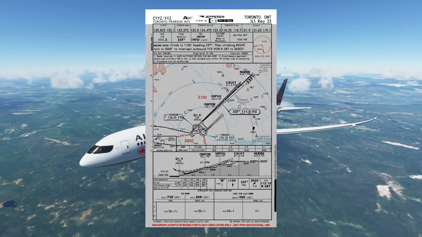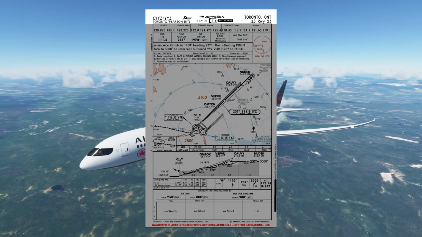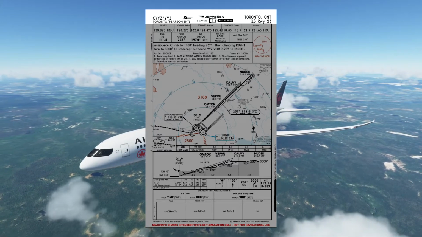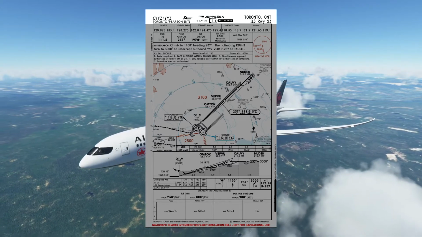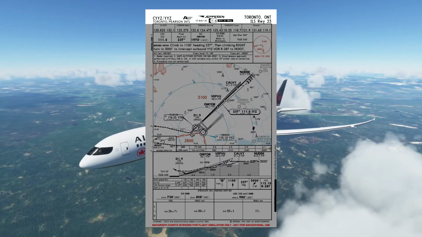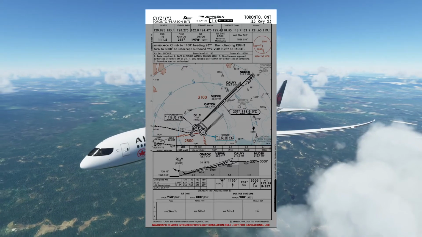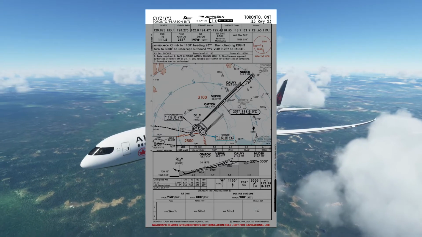So once again, as per normal, at the top of the chart on the left, it gives you the airport name, the airport identifier. In the center, it gives you the date and sometimes the effective date, the chart number, and then on the right you can see the location of where you are and what this is. ILS runway 23.